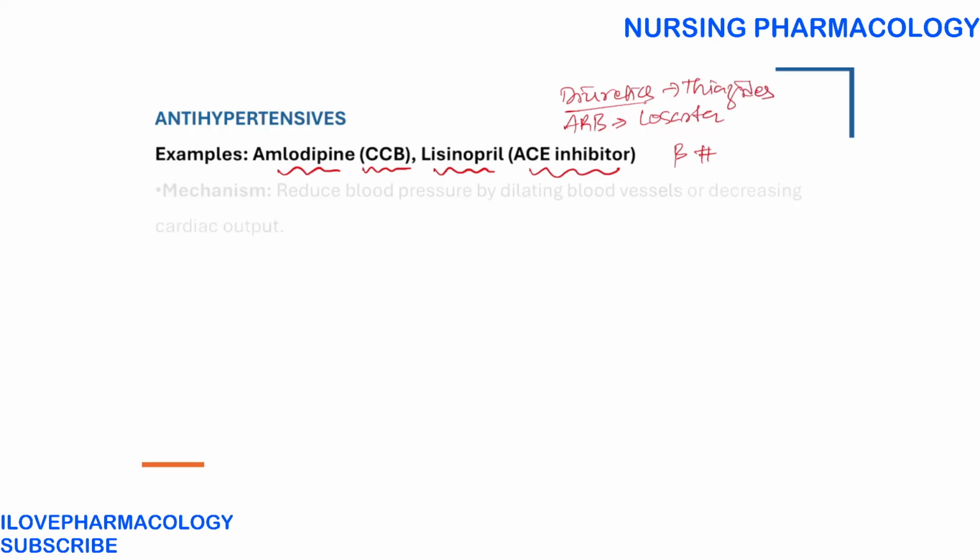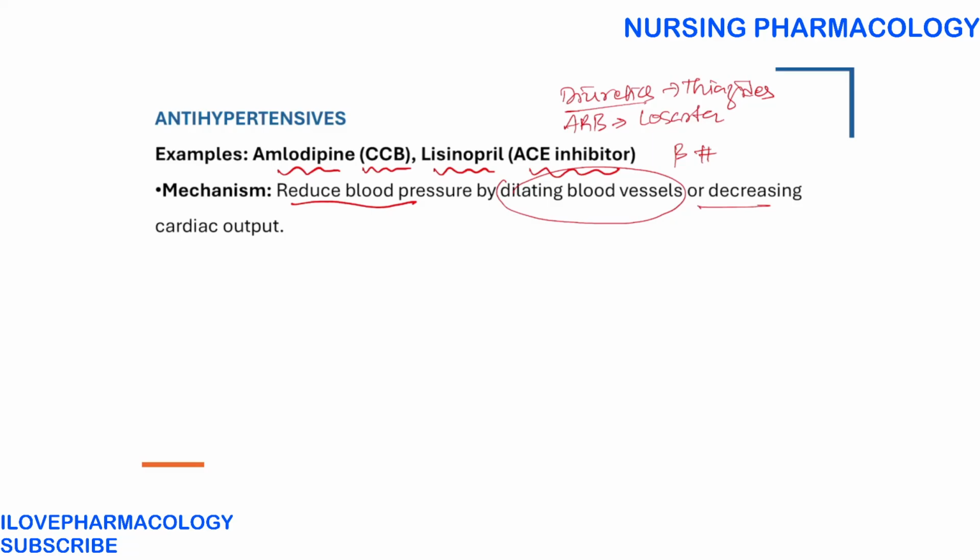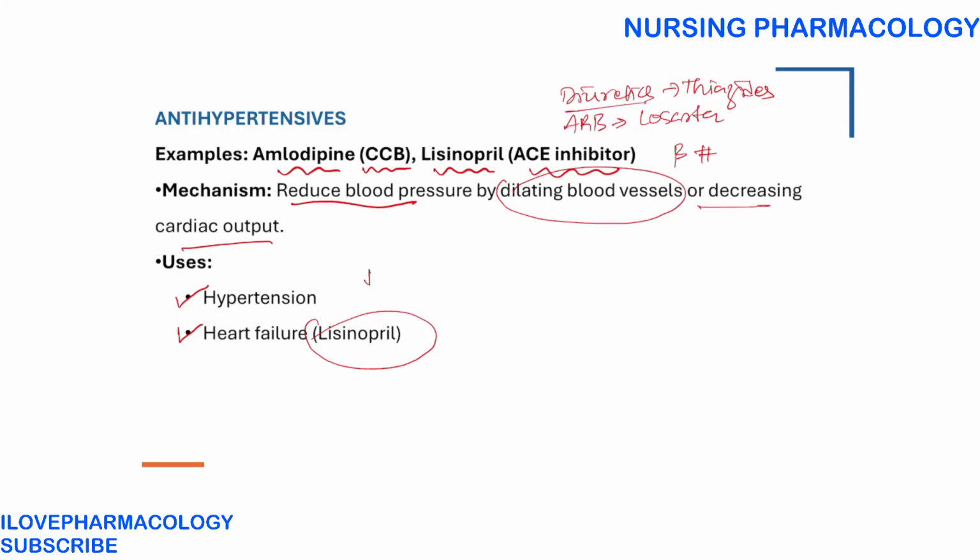diuretics, etc. So basically these drugs reduce the blood pressure by dilating the blood vessels or decreasing the cardiac output. And basically they are used in hypertension as well as in case of heart failure. Lisinopril can be used as an ACE inhibitor. Spironolactone will decrease the cardiac remodeling, or it inhibits the cardiac fibrotic changes.